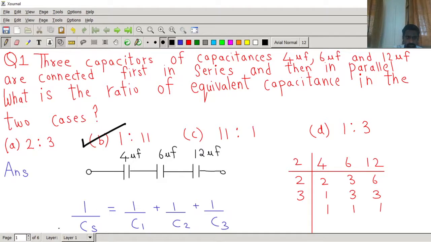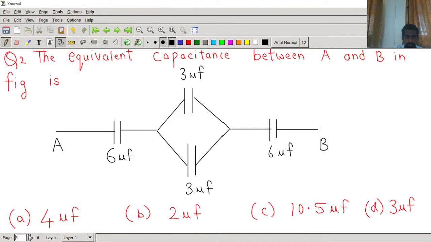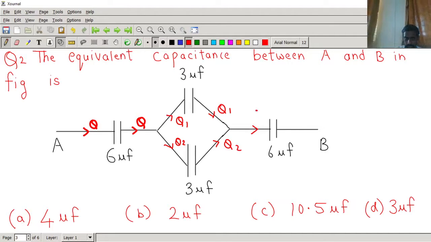Now let us go to question number 2. The equivalent capacitance between A and B in the figure is. So how to find the equivalent capacitance? This is a very simple question. When we allow the charge to flow, the charge gets divided into Q1 and Q2, and therefore these two capacitors, 3 and 3, are connected in parallel, and again here the charge Q will come.